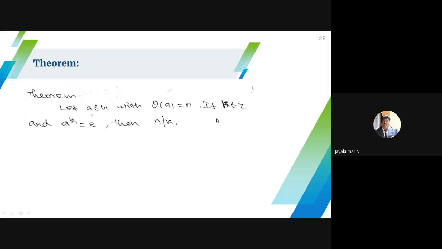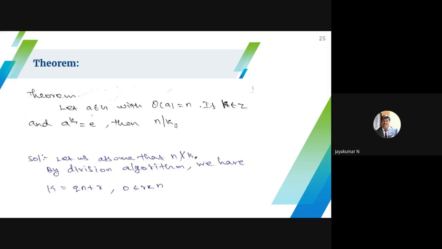If we get any other power equal to e, definitely n divides that power. The proof is very simple. Let us assume by the contrary method that n does not divide k.